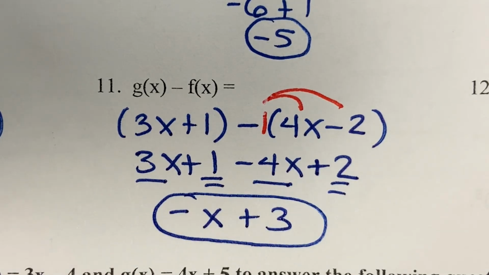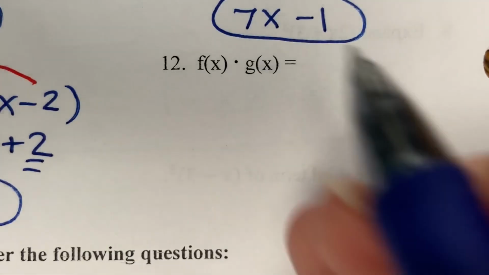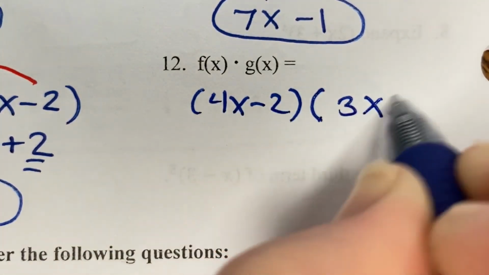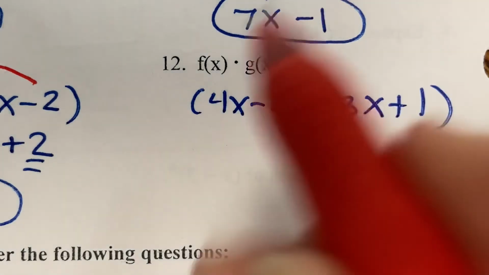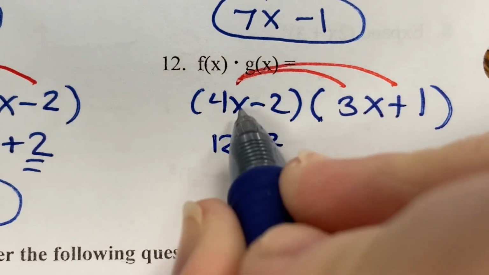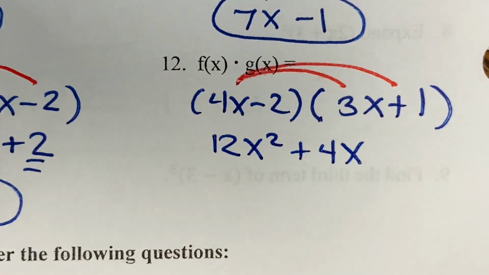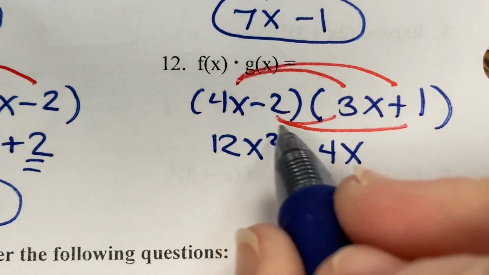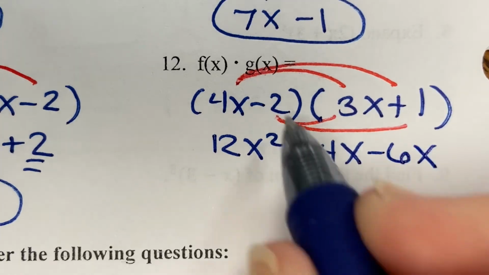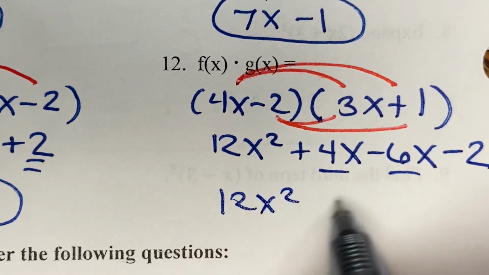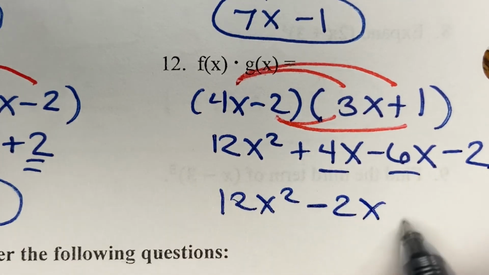The last example is multiplication. So this time they're asking us to multiply. So that would be 4x minus 2 times 3x plus 1. So again, this is just your distribution. So distribute to get 12x squared plus 4x. And then distribute the negative 2 to get negative 6x minus 2. Combine your like terms. So 12x squared minus 2x minus 2.